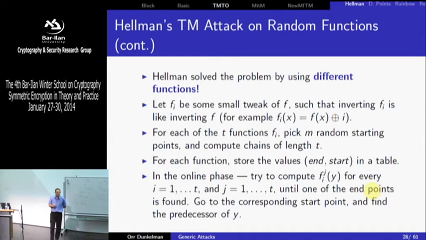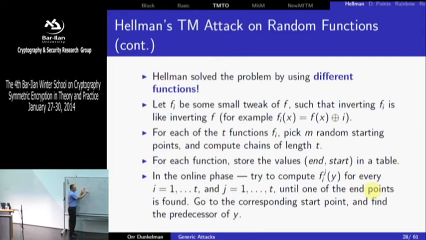And Hellman said, the moment that the new chain is going to collide with any of the existing chains, the gain, the additional number of points that we can cover using this additional chain, is not optimal. You expected to get T more points, but you got less.